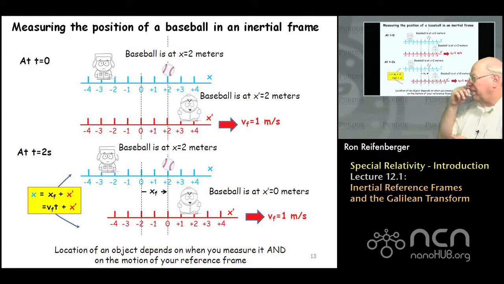So I want you to think about two inertial reference frames. One is at rest, so this reference frame here has a ruler associated with it, and it measures the position of, let's say, a baseball. And the baseball in this blue inertial reference frame is at +2 meters.